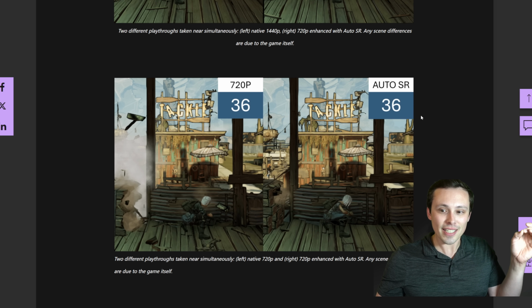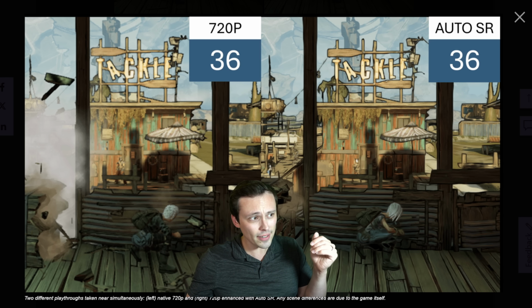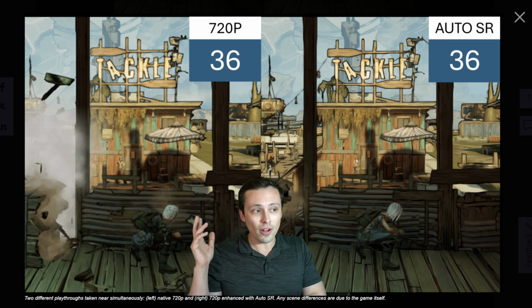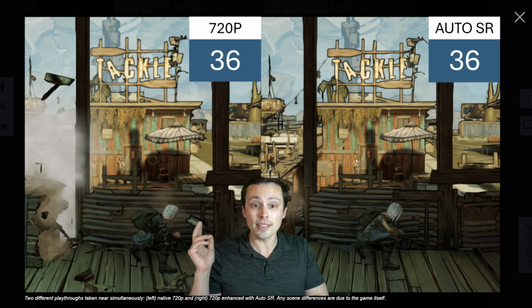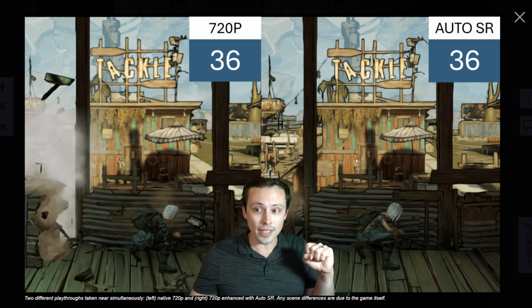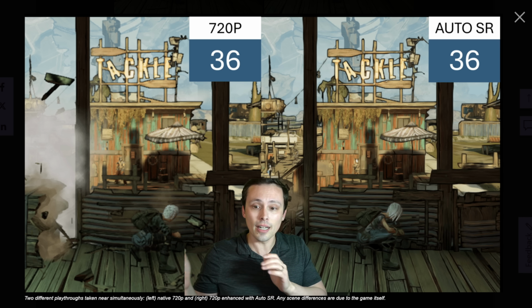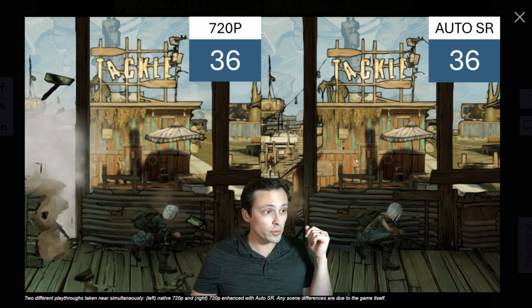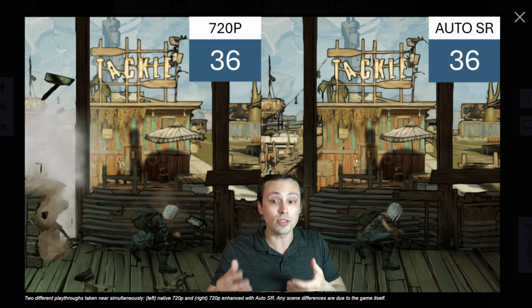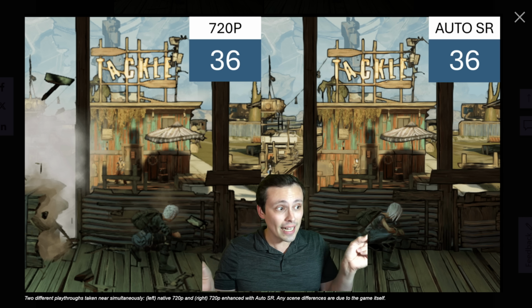Now, the interesting thing I see with that is, take a look at this, because here we're seeing that the image on the left is the game running at 720p, and it has 36 frames per second. And the image on the right is the game running, well, at 36 frames per second again. But it looks a lot better because it's running the AutoSR upscaling algorithm. And I think you guys would agree that the one on the right does look a lot sharper, does seem to have more detail, but it's running at exactly the same frame rate.